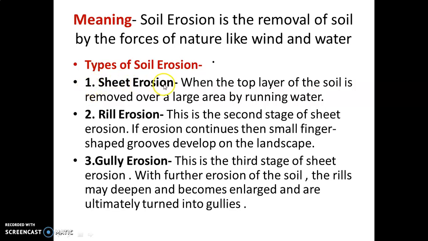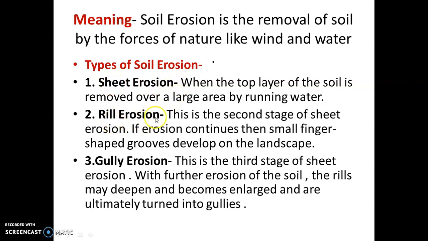The first one is sheet erosion. So, what is sheet erosion? When the topsoil is removed uniformly from the earth's surface by external agents like wind and water. For example, if you remove the very first sheet or very first page from your notebook entirely, uniformly, in the same way, the topsoil, when it is removed uniformly by external agent, is known as sheet erosion.